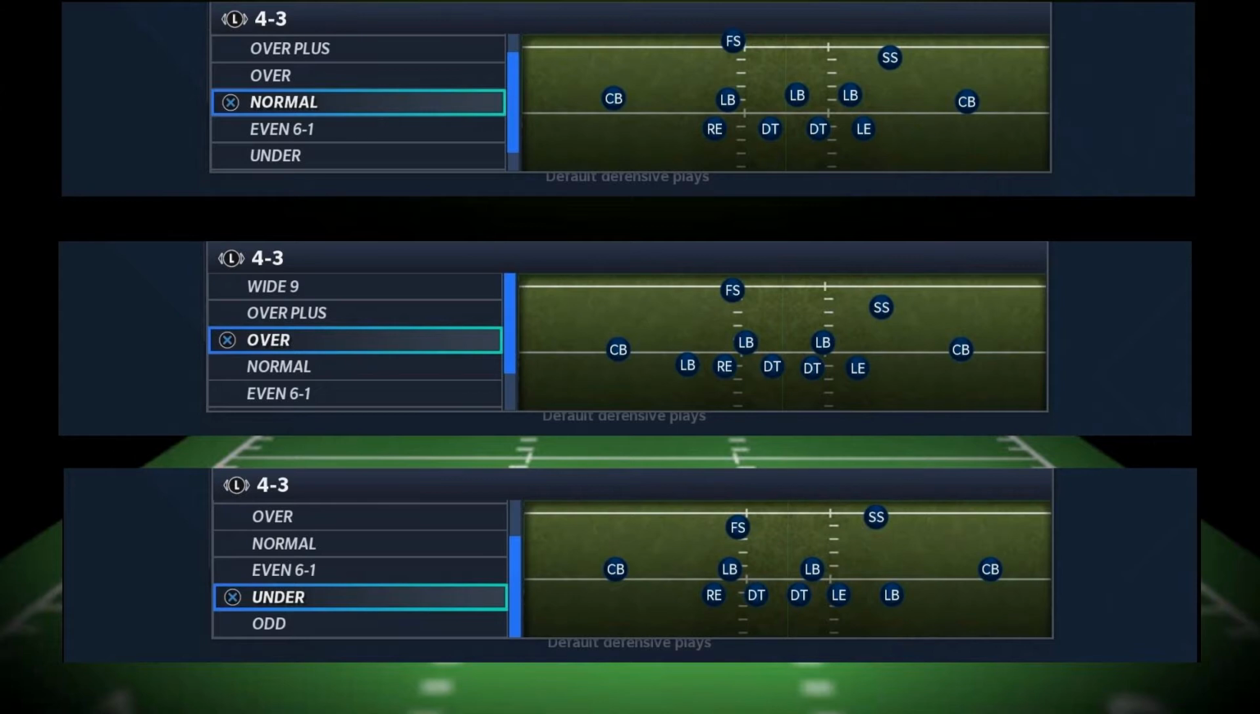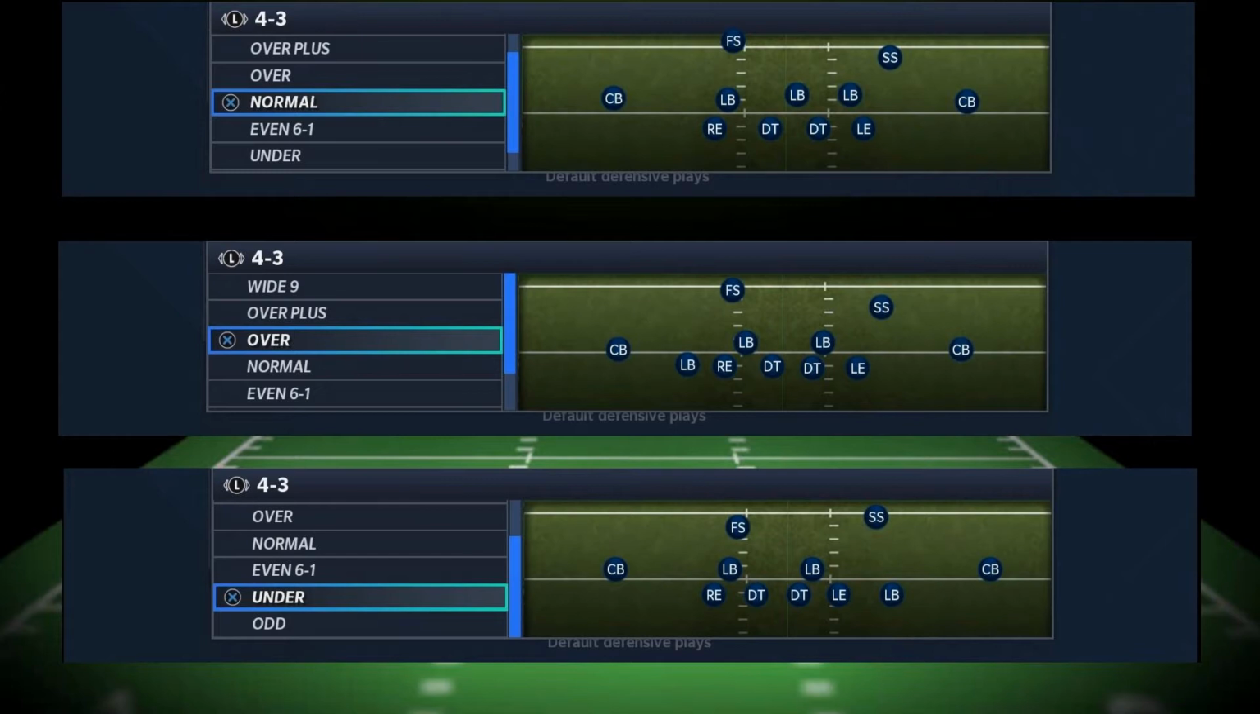Run it against it. So your 4-3 normal here, are you able to stop the dive run? Yes, you can. So somebody comes out, your opponent comes out in a dive run, you can stop it with the 4-3 normal, all right? Now, if your opponent's offensive line is stronger than your defensive line, they might get some yardage, all right?